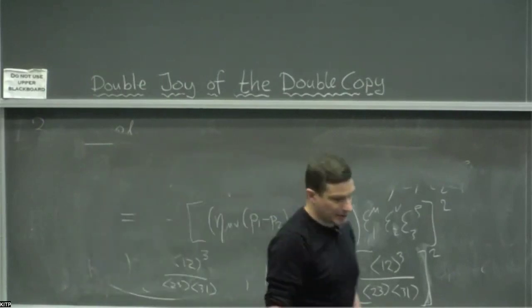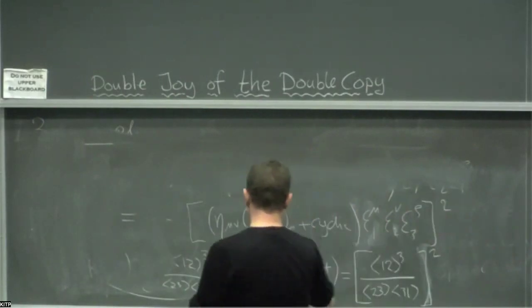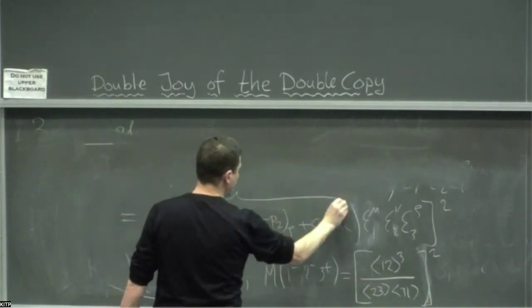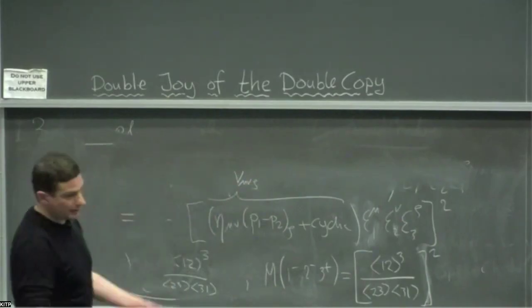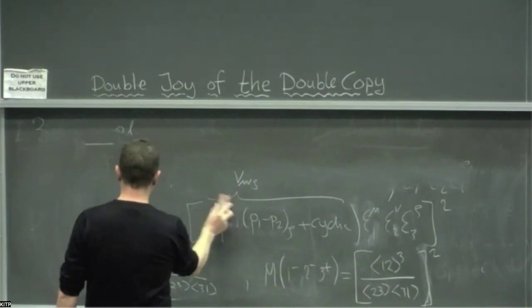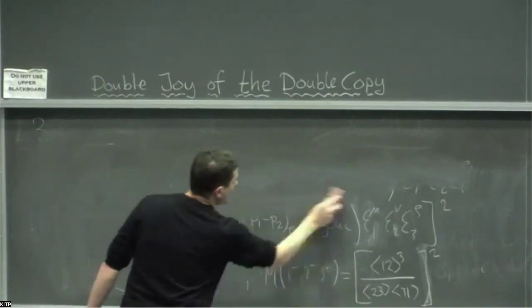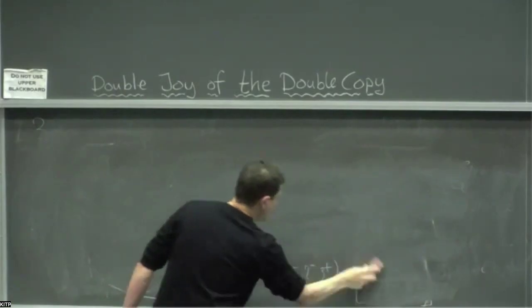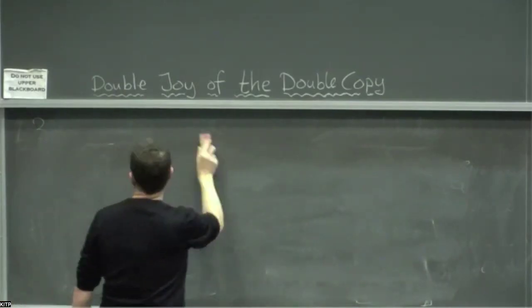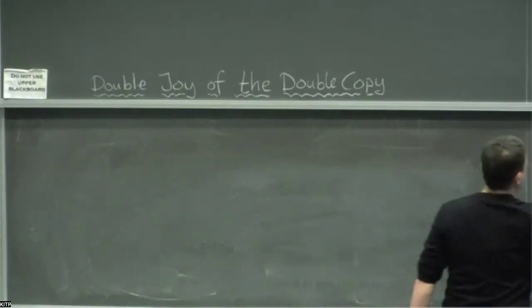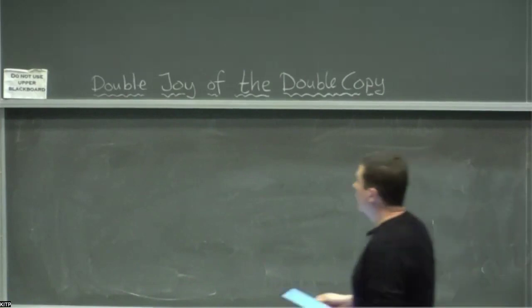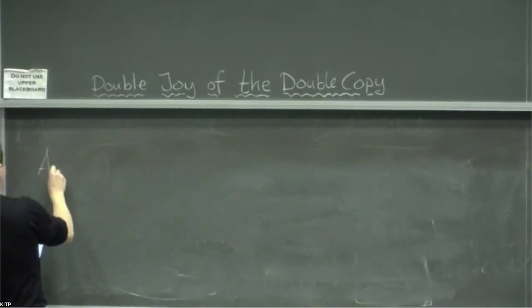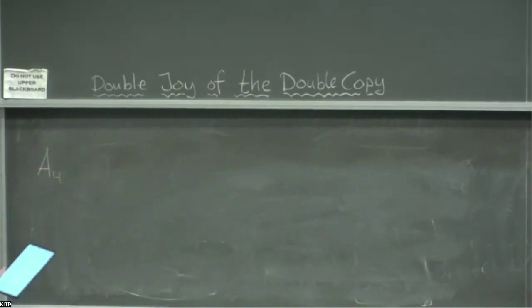Actually, I'm going to erase it shortly, but let me call this 3-point vertex just V mu nu rho, just to define my vertex of Yang-Mills. Then I'm going to use it for my 4-point calculation. Okay, good. So let's do 4-point. Let me now simplify the notation a little bit. Let me just write this A4.